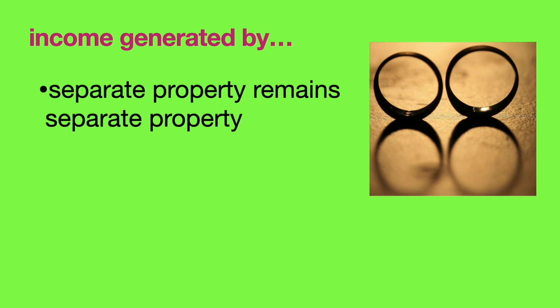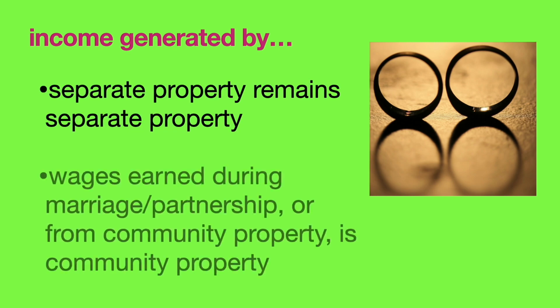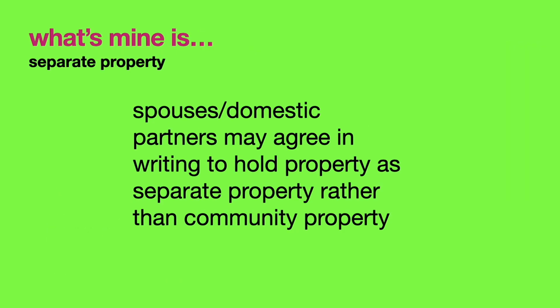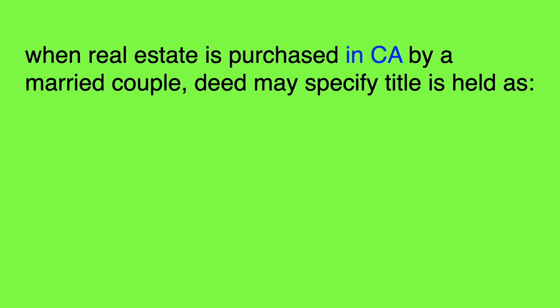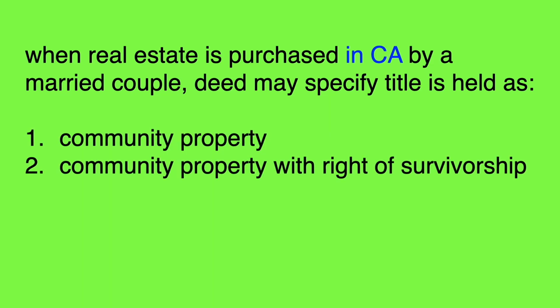Income generated by wages earned during the marriage or from community property is community property. The spouses or domestic partners may agree in writing to hold property as separate property rather than community property. When real estate is purchased in California by a married couple or domestic partners, the deed may specify that the title is held as community property or as community property with the right of survivorship.